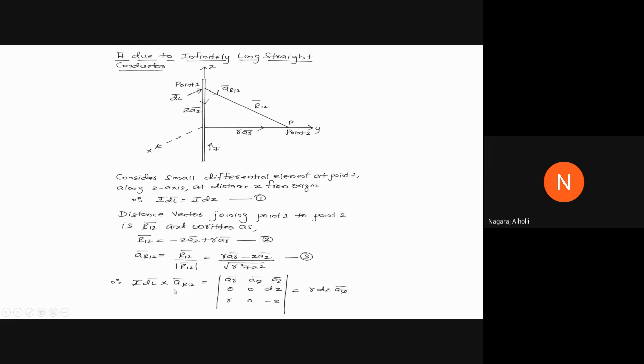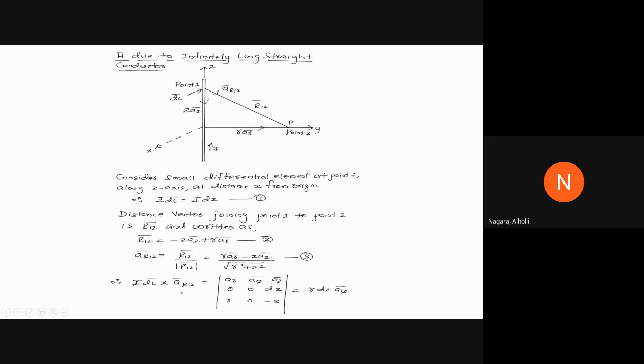Then write the coordinates of DL bar. What are the coordinates of DL bar? It has only Z axis. It is on the Z axis. Its X and Y coordinates will be 0. It is 0, 0, dz, where the small elemental length is dz.